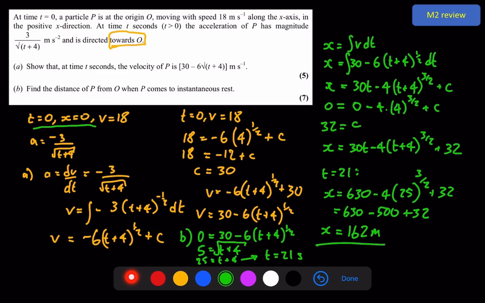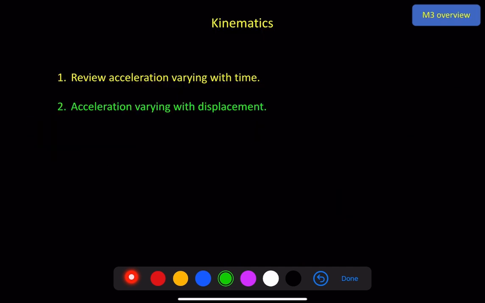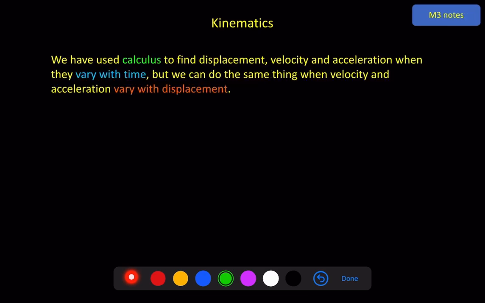And there we go. In this video, we're going to be looking at acceleration varying with displacement instead of time. What we've done so far is used calculus to find displacement, velocity, and acceleration when they vary with time. So what we just did in the starter there, acceleration is dv by dt, and velocity is dx by dt. But you won't always get acceleration given in terms of time, or velocity given in terms of time.